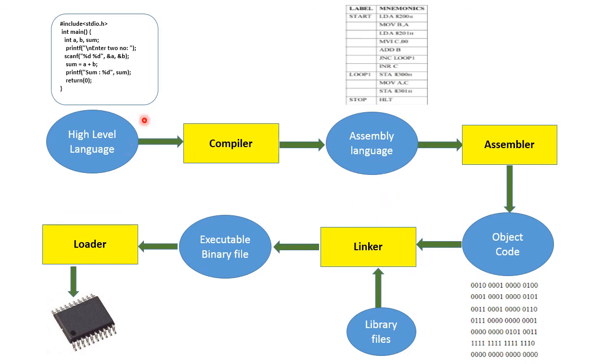First the high-level language is converted into assembly language. Then this assembly language is converted into object code. Then object code is converted into an executable binary file. Then finally it is loaded into the IC.